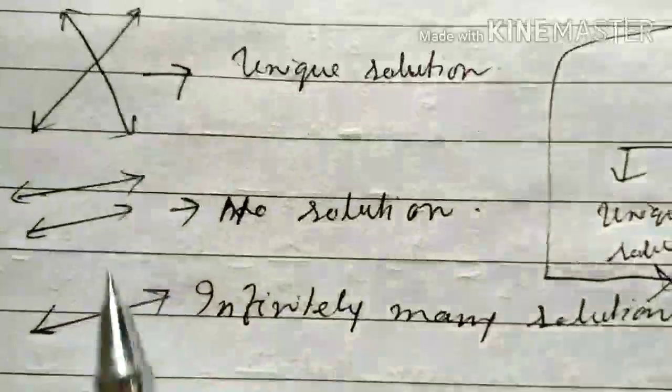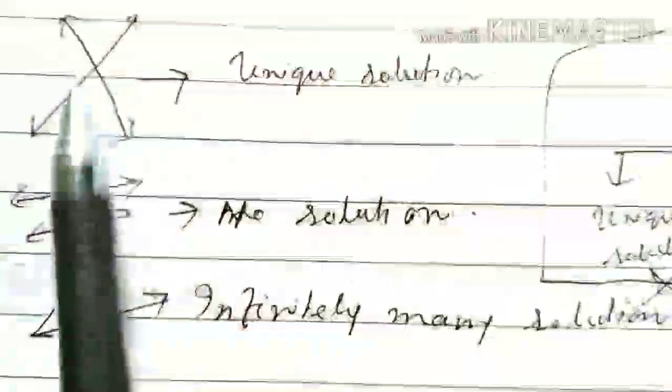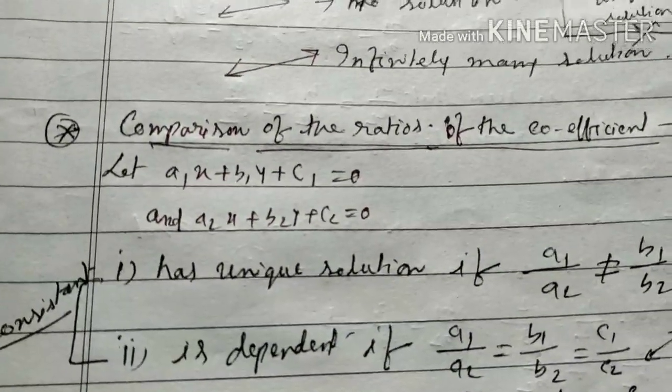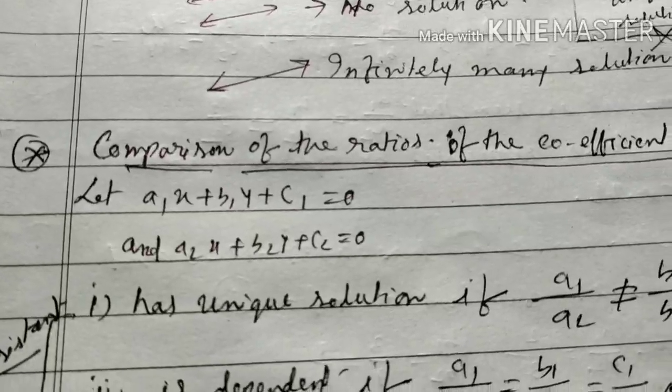So consistent has two types. What I mean is consistent is of two types. The first one and the second one both are consistent. And the next, you can see from your textbook.